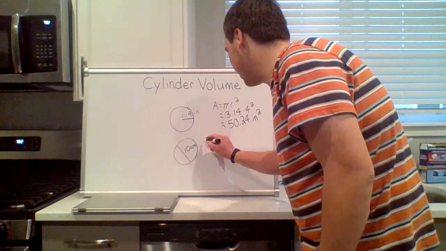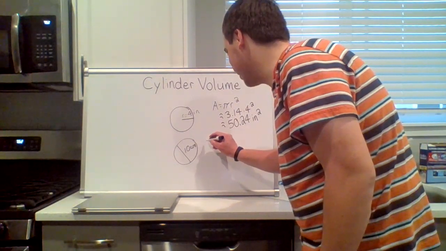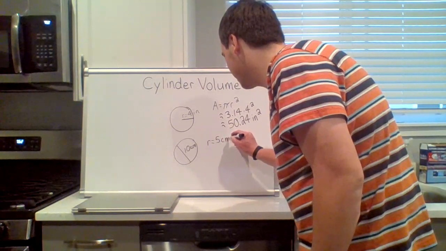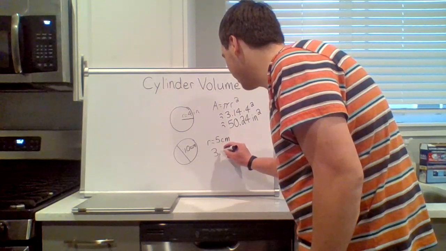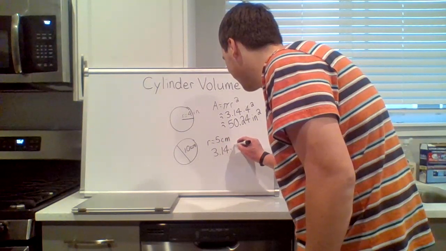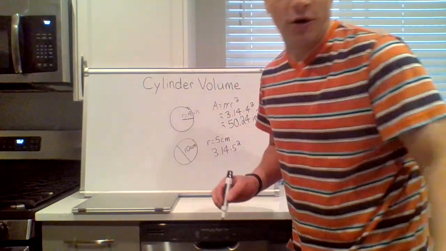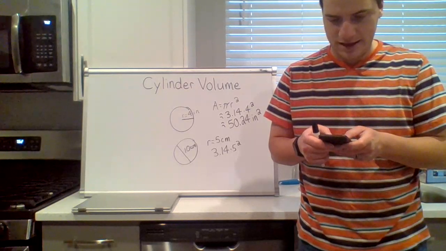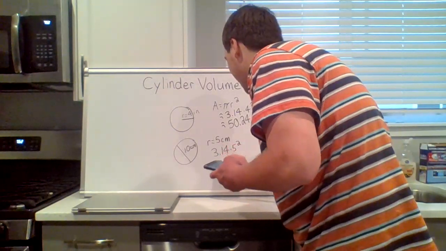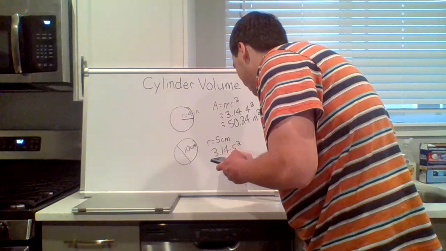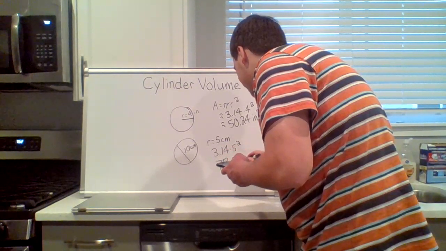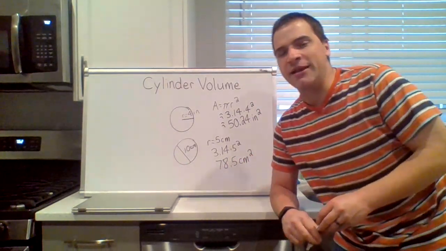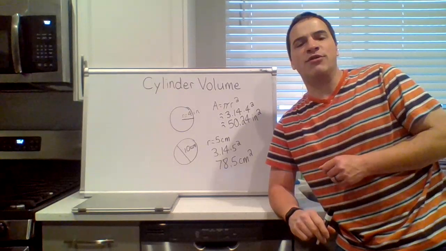Okay, so first we have to find the radius. This is a diameter, not the radius. Radius is simply half the diameter. So we're going to do 3.14 times 5 squared, or 3.14 times 5 times 5. Either way works. Either way you get the answer of 78.5 centimeters squared. Okay, you did that back in 7th grade. This is how you find the area of a circle.